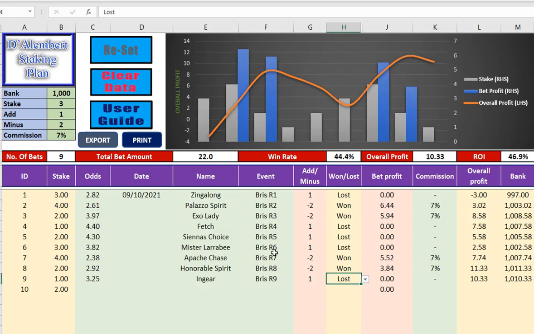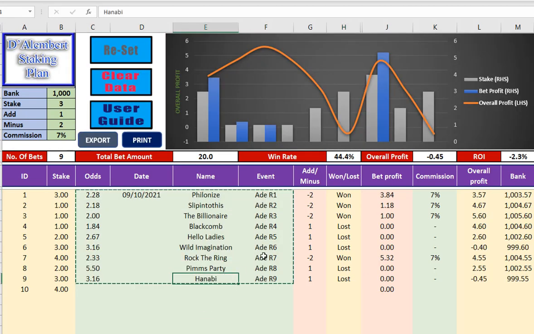We did Brisbane. We spent 22 units, 44% strike rate, $10 return, 46.7 return on investment. And the last one is Adelaide. And Adelaide, we had 9 races, spent $20, had a 44% strike rate again.